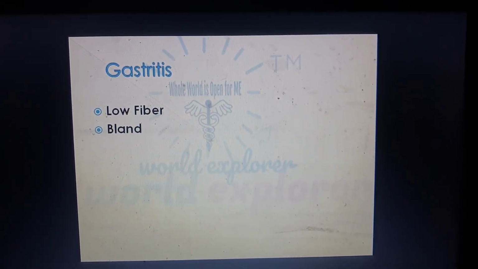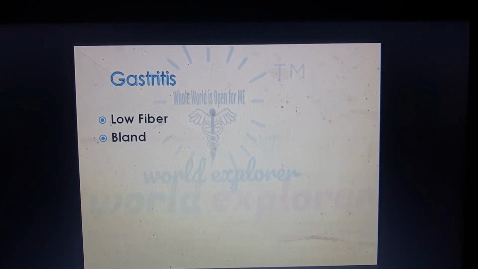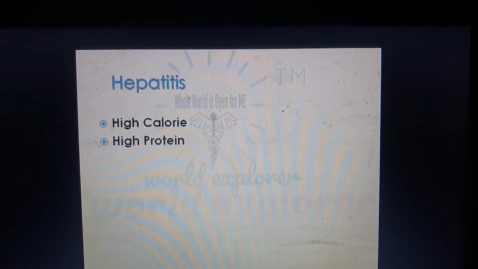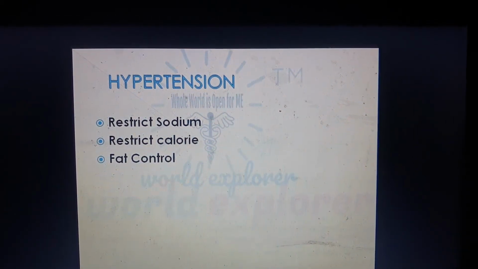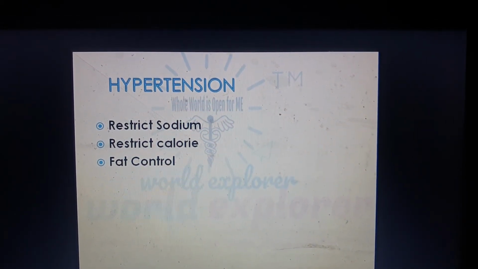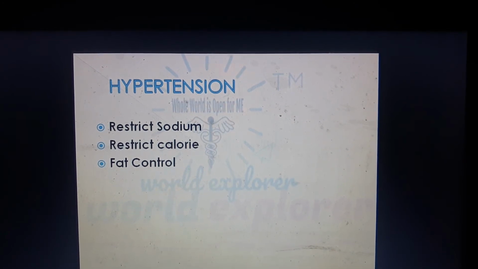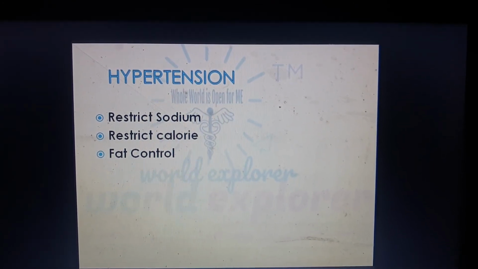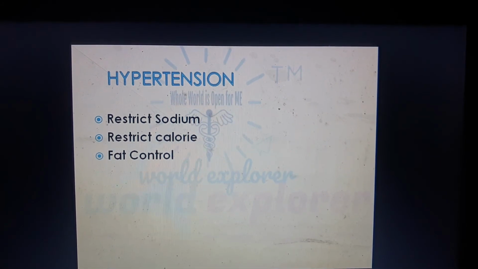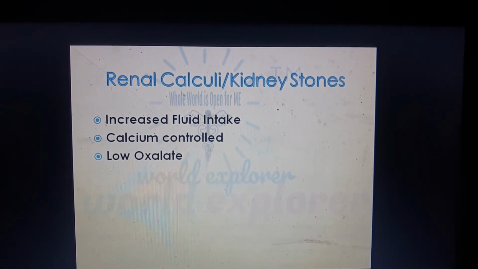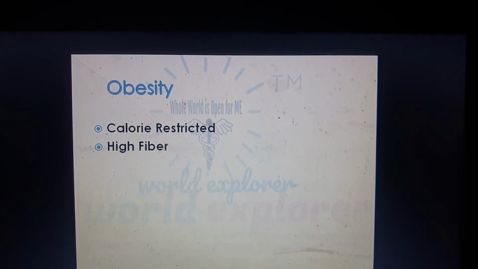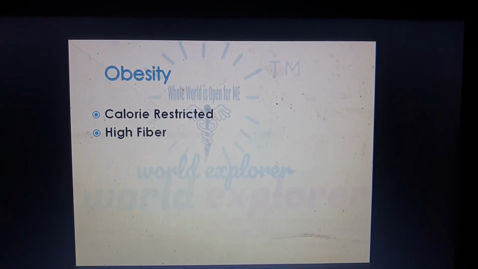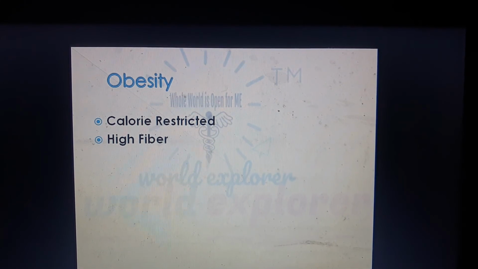Next is gastritis. For gastritis, we are giving low fiber diet and bland diet. If a patient is having hepatitis, we need to give high calorie and high protein diet. If a patient is having hypertension, we need to restrict the sodium, because by taking sodium BP will increase. We need to restrict calories and also decrease the fat. If a patient is having renal calculi, increase the fluid intake, calcium control diet and low oxalate diet. If a patient is having obesity, calorie restricted diet and high fiber diet is needed.